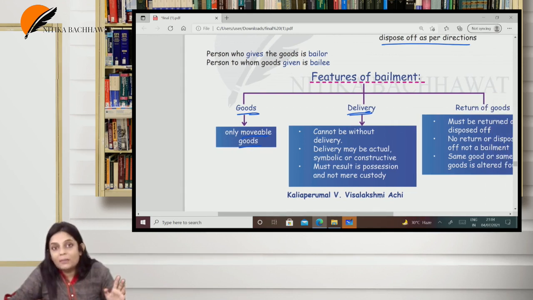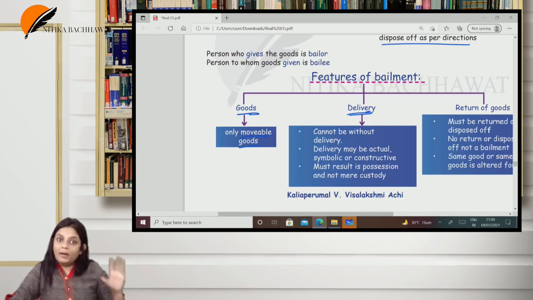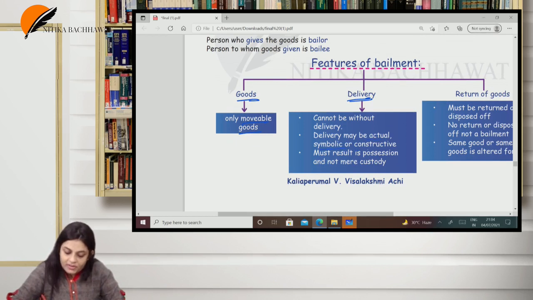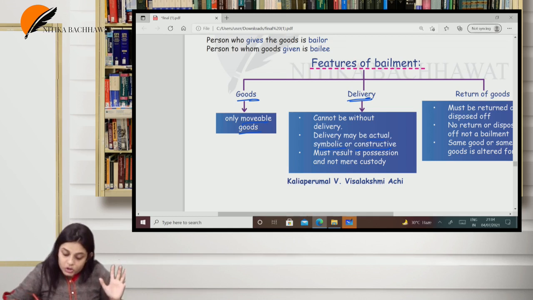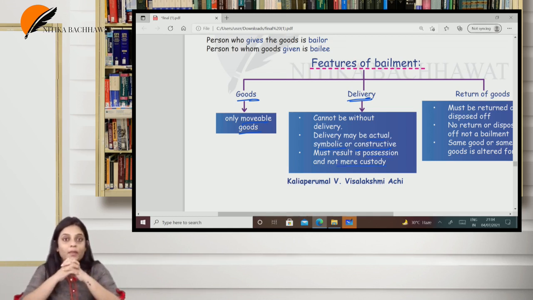Bailment can never take place without delivery. Delivery need not be actual; it can be symbolic, constructive, anything, but delivery has to happen. Without delivery, bailment cannot take place. And it should result in possession and not mere custody. The delivery should result in the possession of the goods, not just custody.